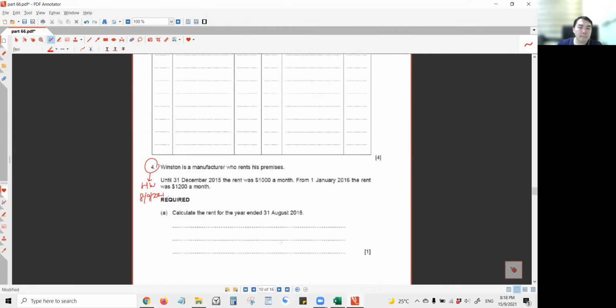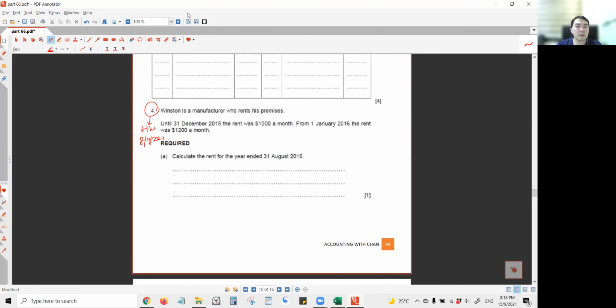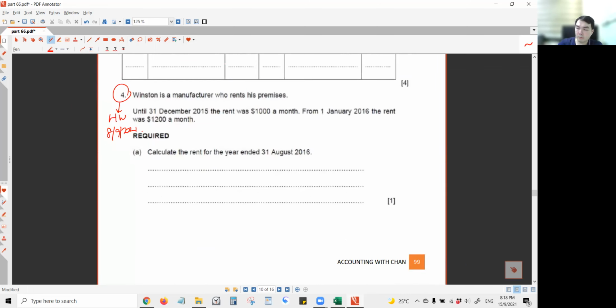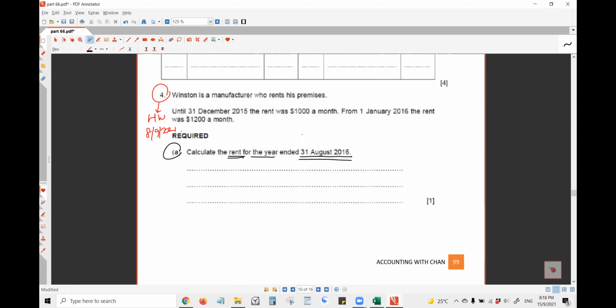Okay, now this one is also your homework, page 99, question A. Okay, let's see this one. Calculate the rent for the year ended 31st August 2016. It's asking you what is the rent that you are responsible to pay for this year. Okay, this year means what? This is the year end. Beginning of the year is 1st September 2015.